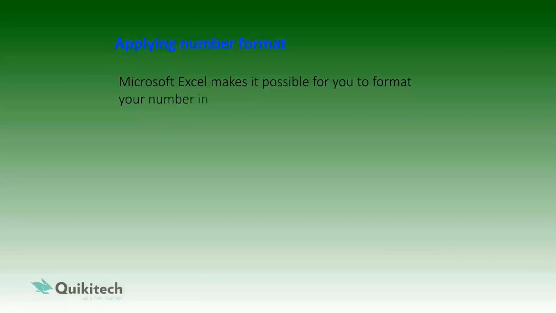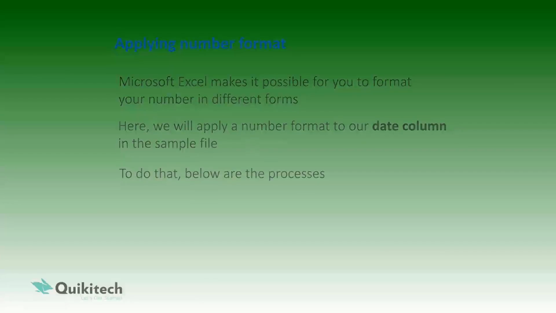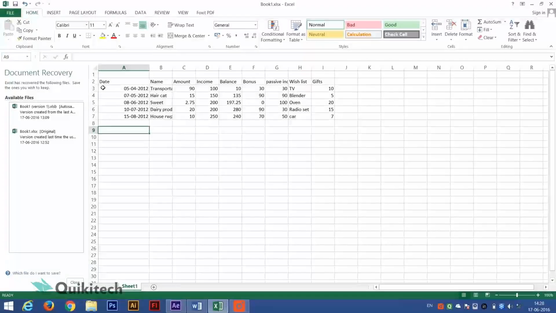Applying number format. Microsoft Excel makes it possible for you to format your numbers in different ways. Here, we will apply a number format to our date column in the sample file. To do that, follow these steps. 1. Select the cells you want to format. Using our sample file, we will select the date column, as shown in the figure on your screen.